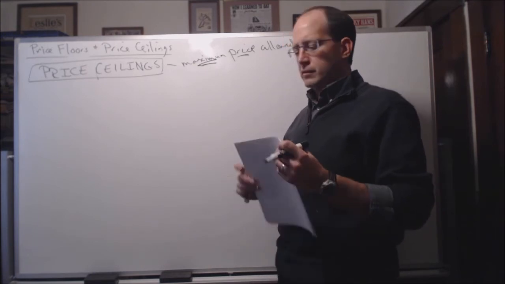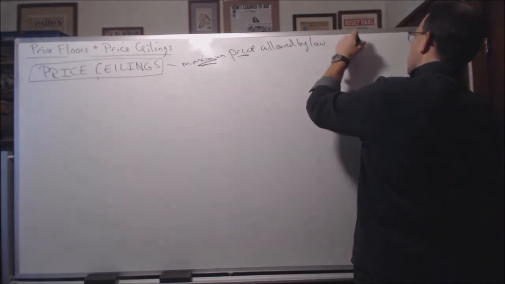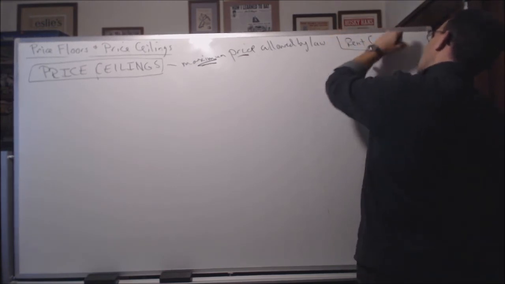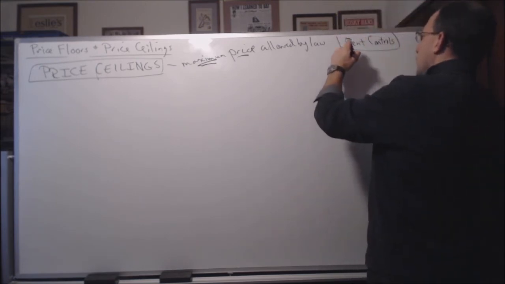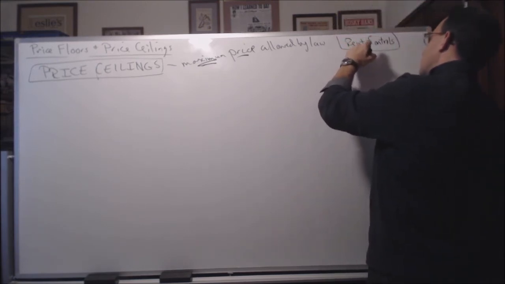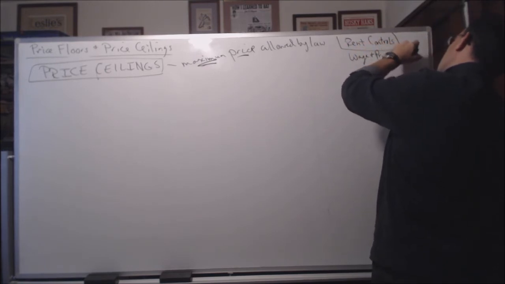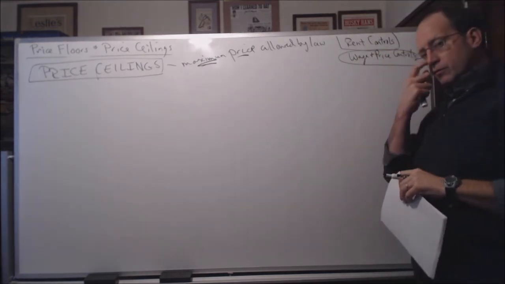We're going to talk about an example called rent controls in this class in detail because it's a great example of the challenges with price ceilings. Rent controls. Also, you could talk about, I don't have 3 blanks there, but you can talk about wage and price controls. Rent controls, wage and price controls.